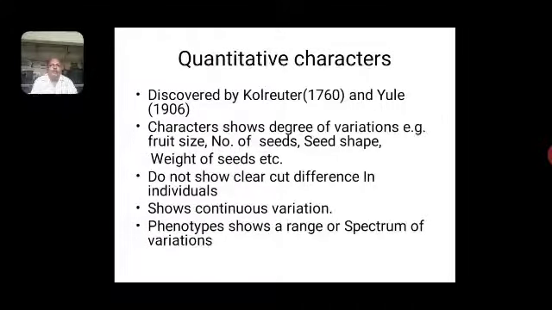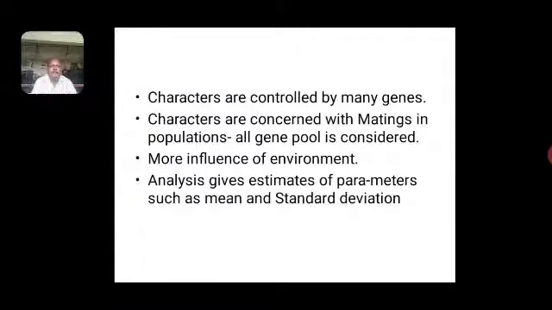Quantitative characters were discovered by Kolreuter in 1760 and Yule in 1906. The character shows degree of variations, for example, fruit size, number of seeds, seed shape, weight of seeds, etc. They do not show clear-cut difference in the individuals. They show continuous variation. Phenotype shows a range or spectrum of variation. The characters are controlled by many genes.